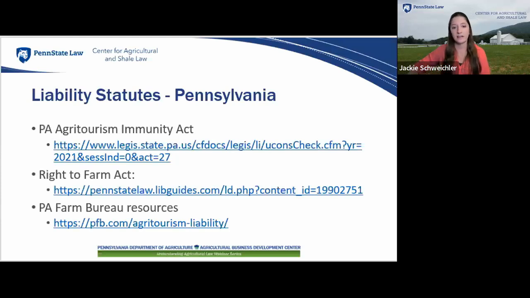And then on this slide, I have some resources for you in case you're interested in reading the language of the statute for yourself. I've also included a link to Pennsylvania Farm Bureau's resources on this statute. I think they have a link to the signs there if you want to purchase one. And if you need access to these sites, they are on our website on a couple of different pages. So if you're looking for these links, they're on the PowerPoint on the website, the link to which has also been posted in the chat.